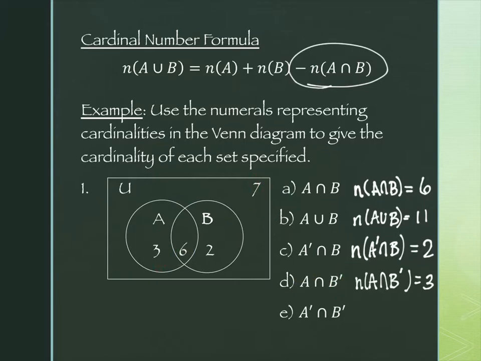Okay, the last one says I want the things that are not in A. So what values are not in A? 2 and 7. And then it says that I want the items that are not in B. So what values are not in B? 3 and 7. And what I'm looking for, again, is the overlap, because this is still intersection it's asking me for. So which item was double shaded? The 7.